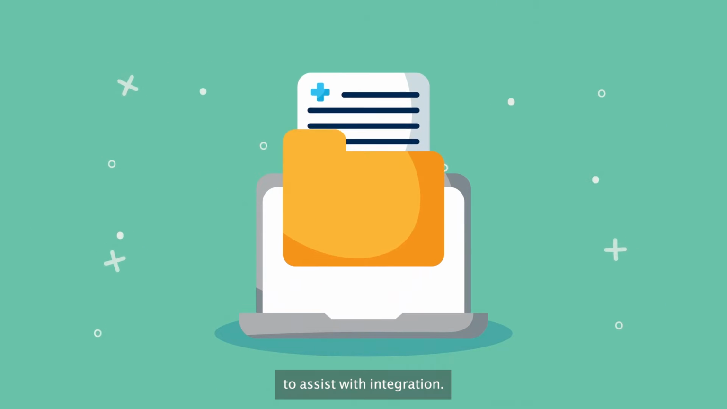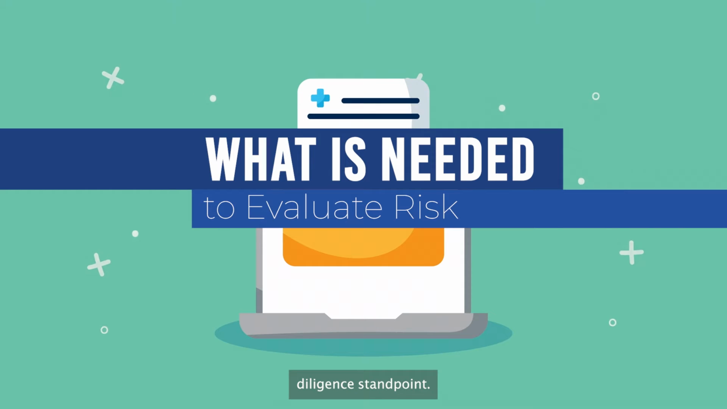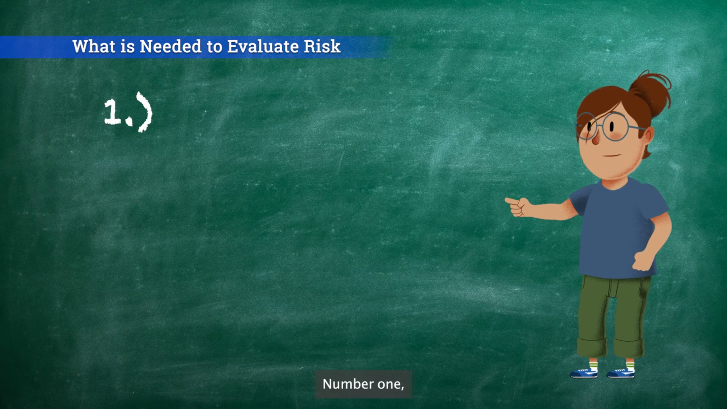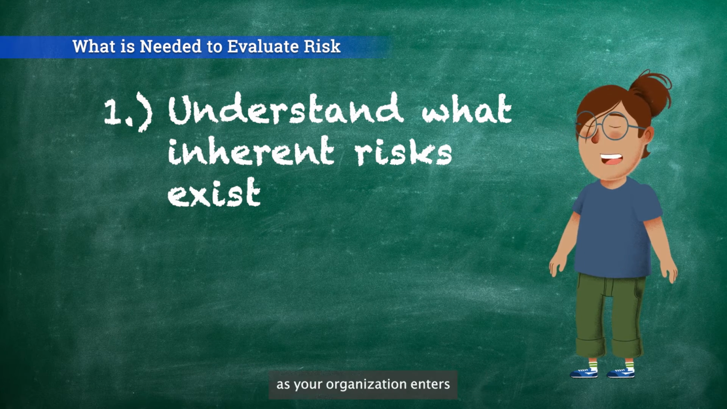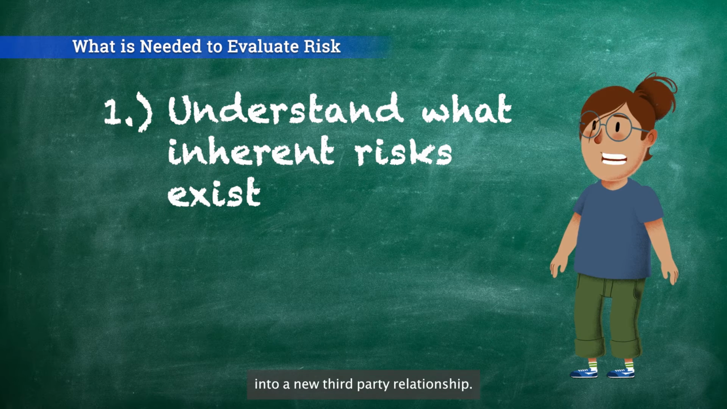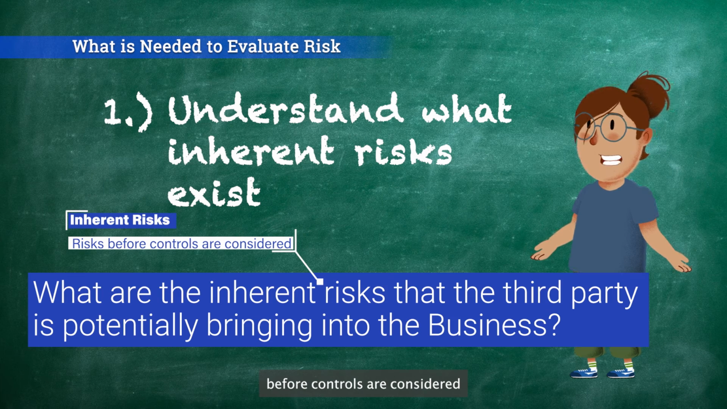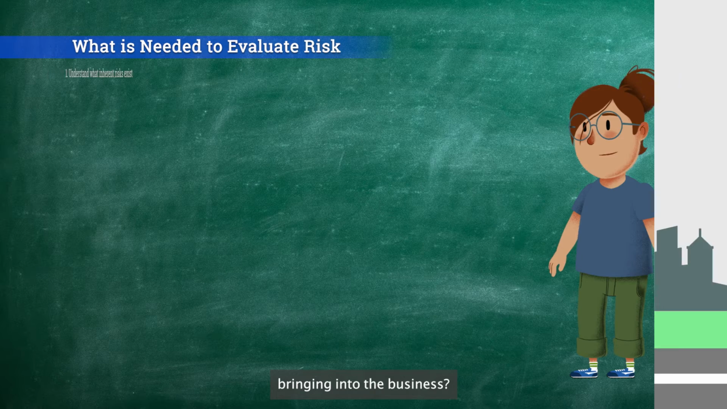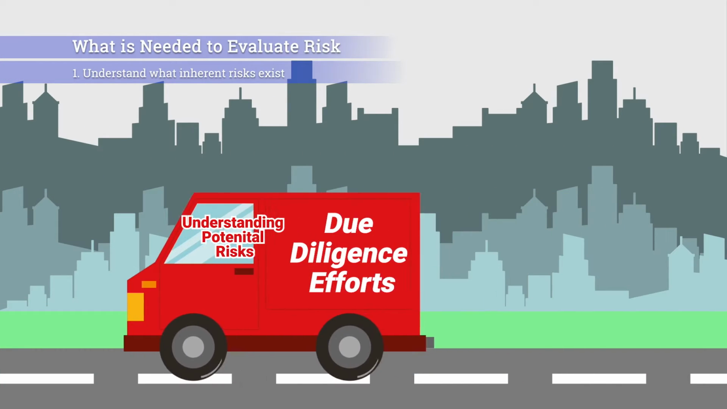To assist with integration, let's look at what is needed from a pre-contract due diligence standpoint. Number 1, understand what inherent risks exist. As your organization enters into a new third-party relationship, what are the inherent risks, or risks before controls are considered, that the third party is potentially bringing into the business? Understanding those potential risks will drive your due diligence efforts.